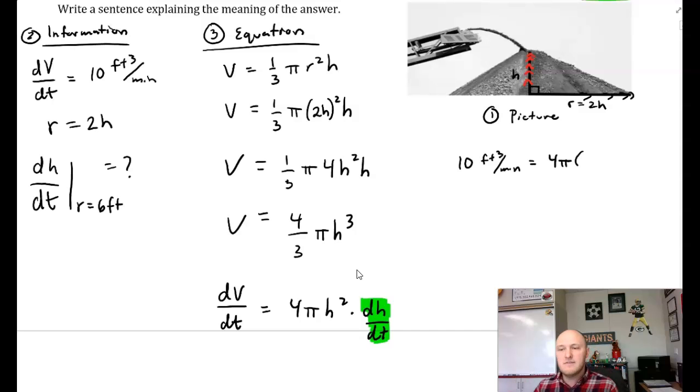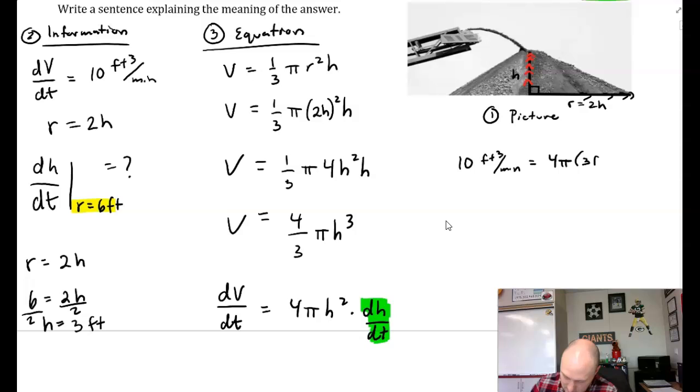Now I don't have h. They don't tell me h, but what they do tell us is when the radius is 6 feet. Well, at all times, isn't the radius equal to 2 times the height? Okay, so if I do a simple substitution here, 6 is equal to 2h, and therefore h, if I divide both sides by 2, is equal to 3 feet. So the height is 3 feet squared times dh/dt. Okay, and I'm going to go ahead and divide.